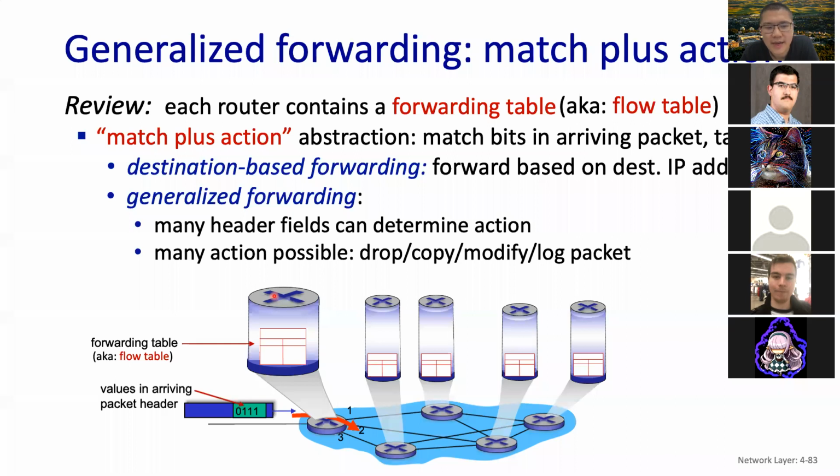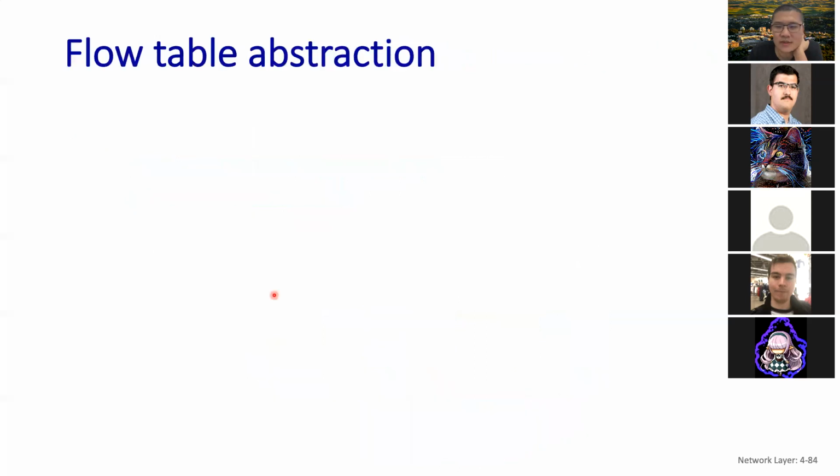Many header fields can determine the action, and the many possible actions include drop, copy, modify, and log packet. I will give you an example later, but generally speaking, we have two kinds of forwarding. The first is based on the destination. The other is generalized forwarding, where we can drop, block, or modify the packet. I will talk about that later.